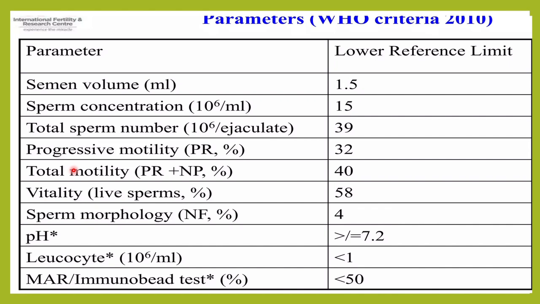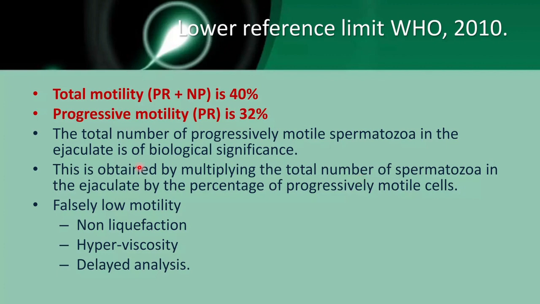So what is the normal parameter? The progressively motile sperms have to be at least 32%. This is the lower reference limit. And the total motility, progressive as well as non-progressive, should be at least 40%. So total motility should be at least 40%, and the progressive motility we see should be at least 32%.